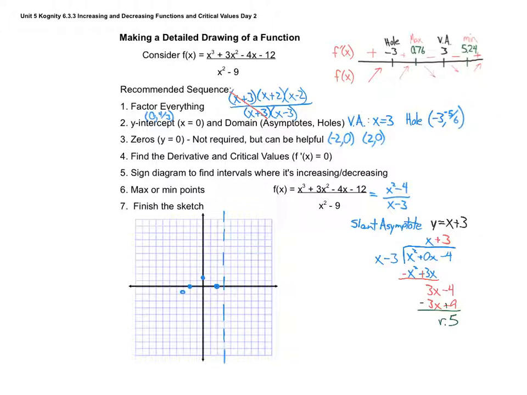If you don't remember that at all, you can come by. I would be happy to go over that with you a little bit more, if that's a totally foreign concept to you. But what that will do for us in this case is that allows us to identify another thing that helps us determine the shape of our graph. So here is our slant asymptote.